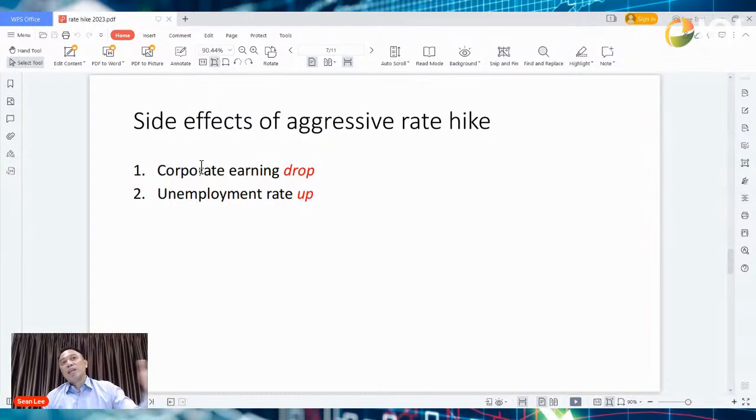So with this case, if they cannot pass down the cost to the market, okay, the earning of this corporation, business entity, their earning will drop because their cost has gone up. Okay. The second side effect of an aggressive rate hike, just like what happened in 2022, will be the unemployment rate has gone up. Okay. Now, whether this is the direct side effects derived from the 2022 aggressive rate hike, let's have a look.